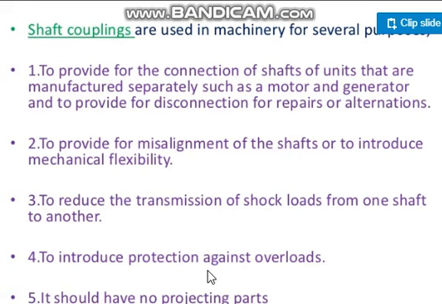Then, to introduce protection against overloads. When any overload comes suddenly, costly machine elements like shafts and other things should not be damaged. Instead, if a coupling or any of the other cheaper things are damaged, it acts like a protection. That means much loss is avoided, and only a little loss will be suffered. It should also have no projecting parts.